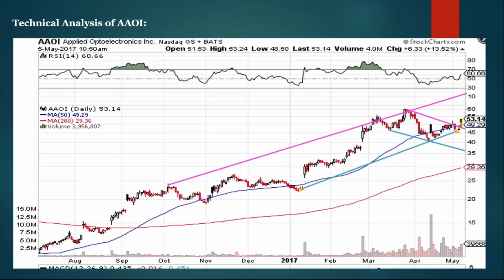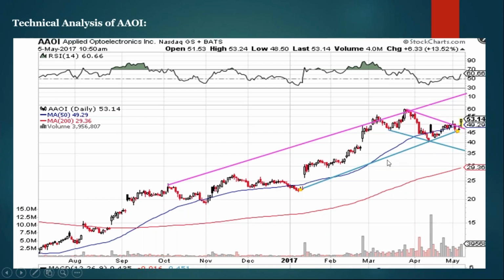Next is AOI. This is the day we bought the calls. I saw this move. I never traded AOI before, but I saw this move, so I said, okay, I need to buy calls. And there was volume in, I think, the 50 strike on June.